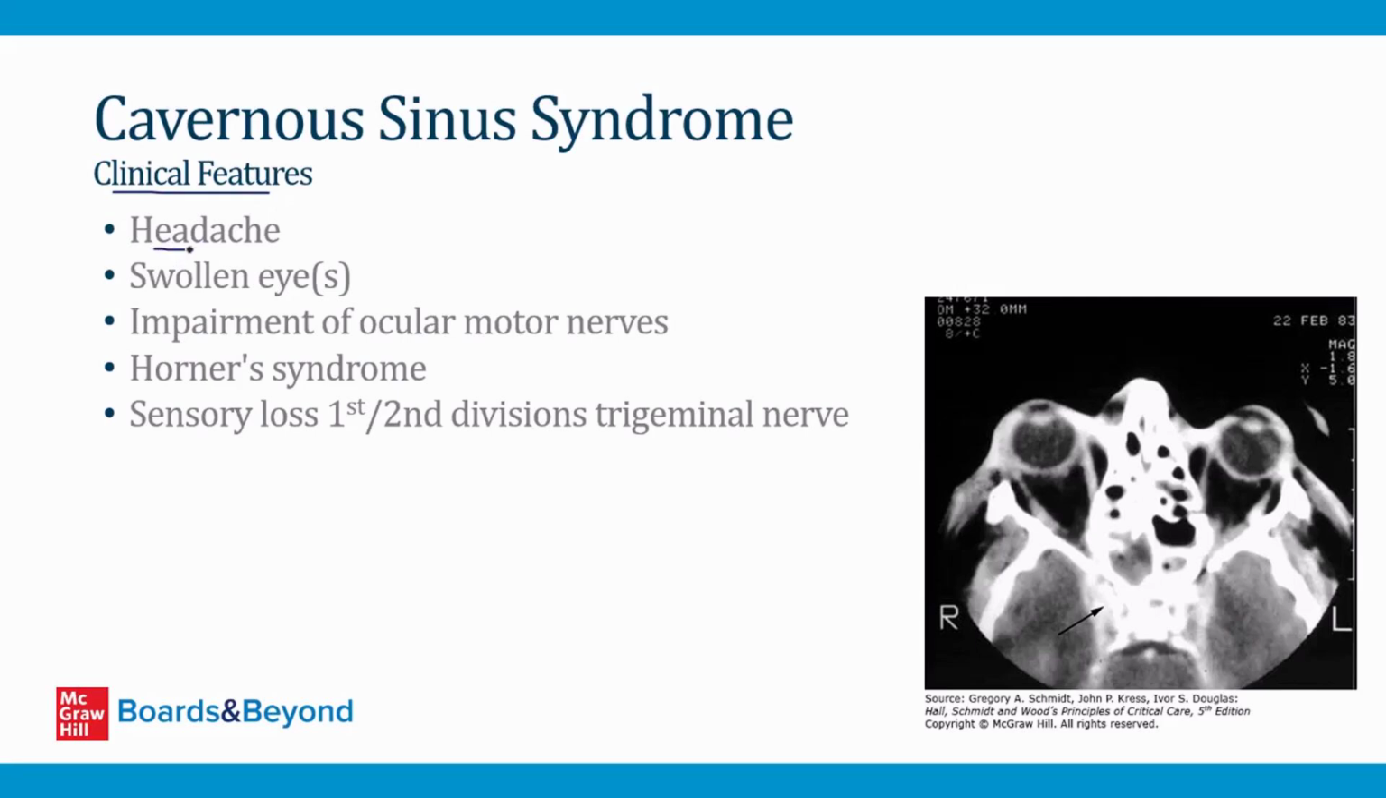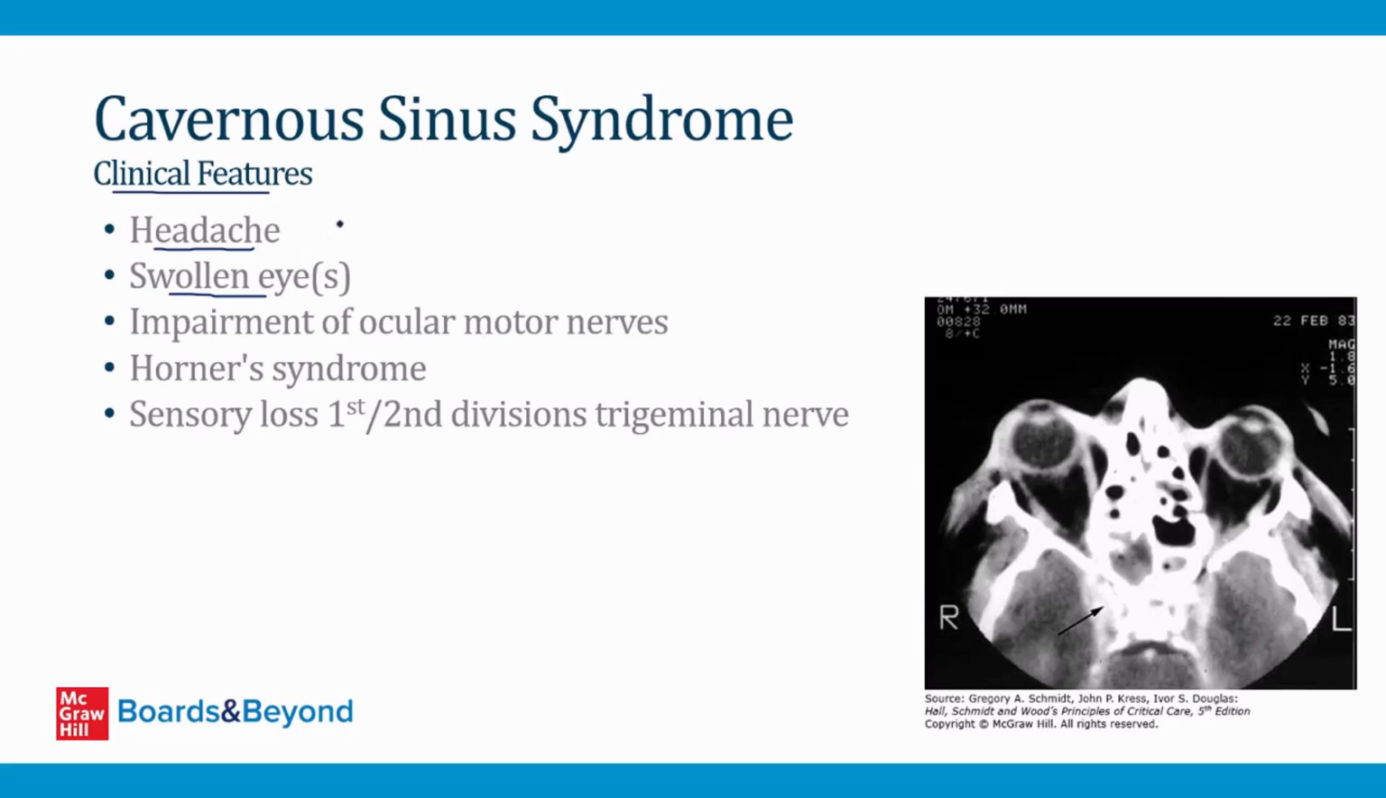So first of all, you get a headache. And why does this happen? It's because blood's not draining from the cortex through the cavernous sinus, so you get high intracranial pressure. You can also have swollen eyes or one eye, depending on whether both or just one cavernous sinus is obstructed. And that's because blood can't drain from the eye through the cavernous sinus because of obstruction.